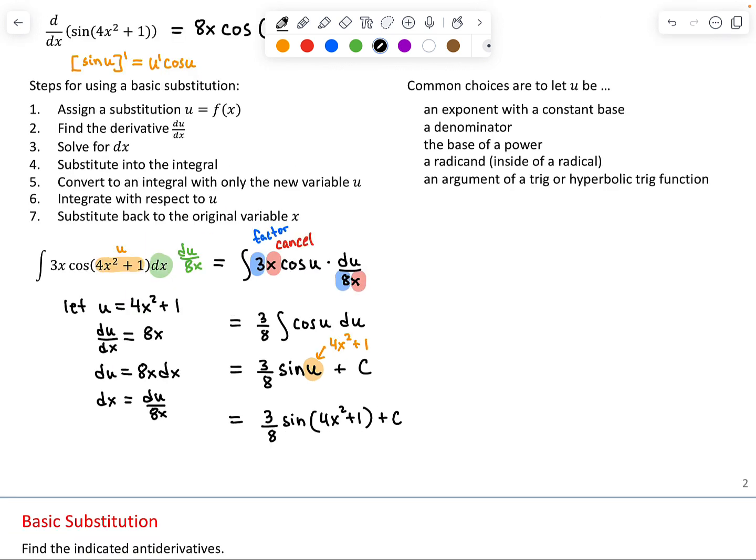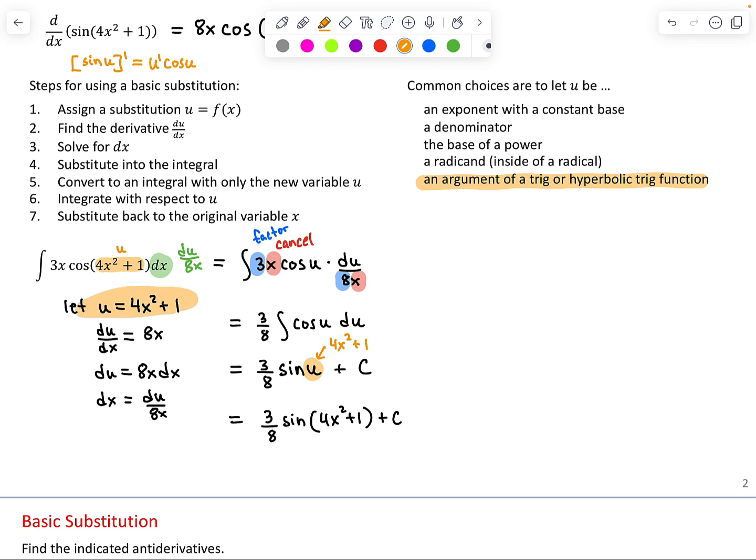Now, when you're considering doing a substitution, some common choices are to let u be an exponent on a constant base, or to let u be a denominator, or to let u be the base of a power, or relatedly, let u be a radicand, which is what's inside of a radical, and recall a radical can be converted to a power, or to let u be an argument of a trig or hyperbolic trig function. And this was the case for our first example here.